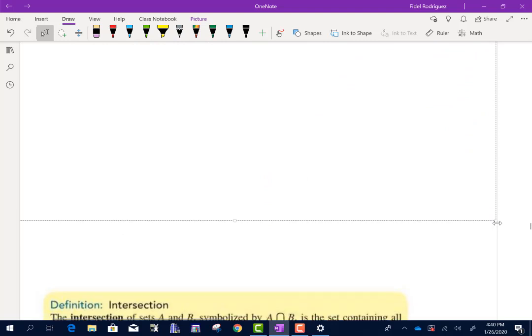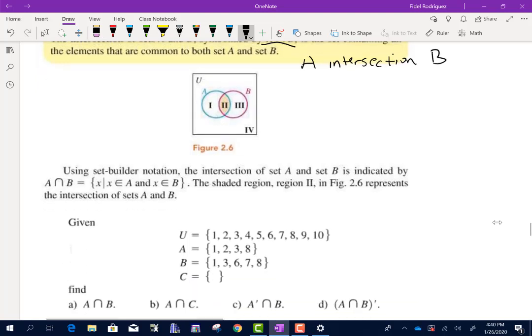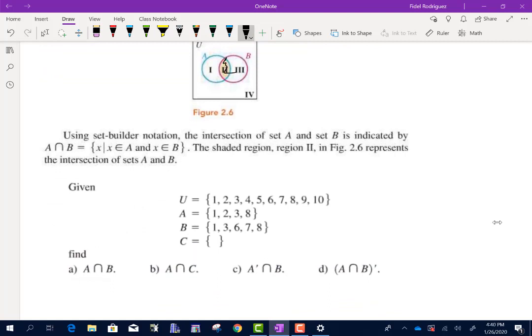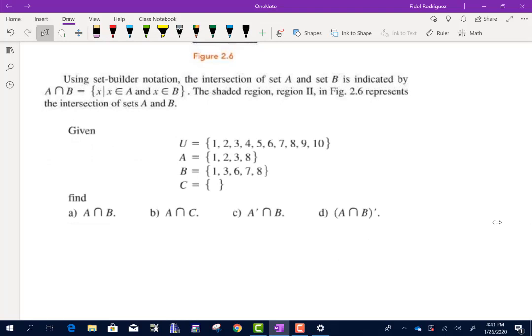All right. So now let's go to the next one here. So we have the intersection of sets, okay? Again, guys, the way I read this part right here is A intersection B, okay? And it says that's going to be the set that has elements that are common to both of them. So we notice here, there's our little overlap, right? That's what we call the intersection. Using set notation, the intersection of set A and set B, indicated by A intersection B, are all the elements x such that x is in A and it's also in B.